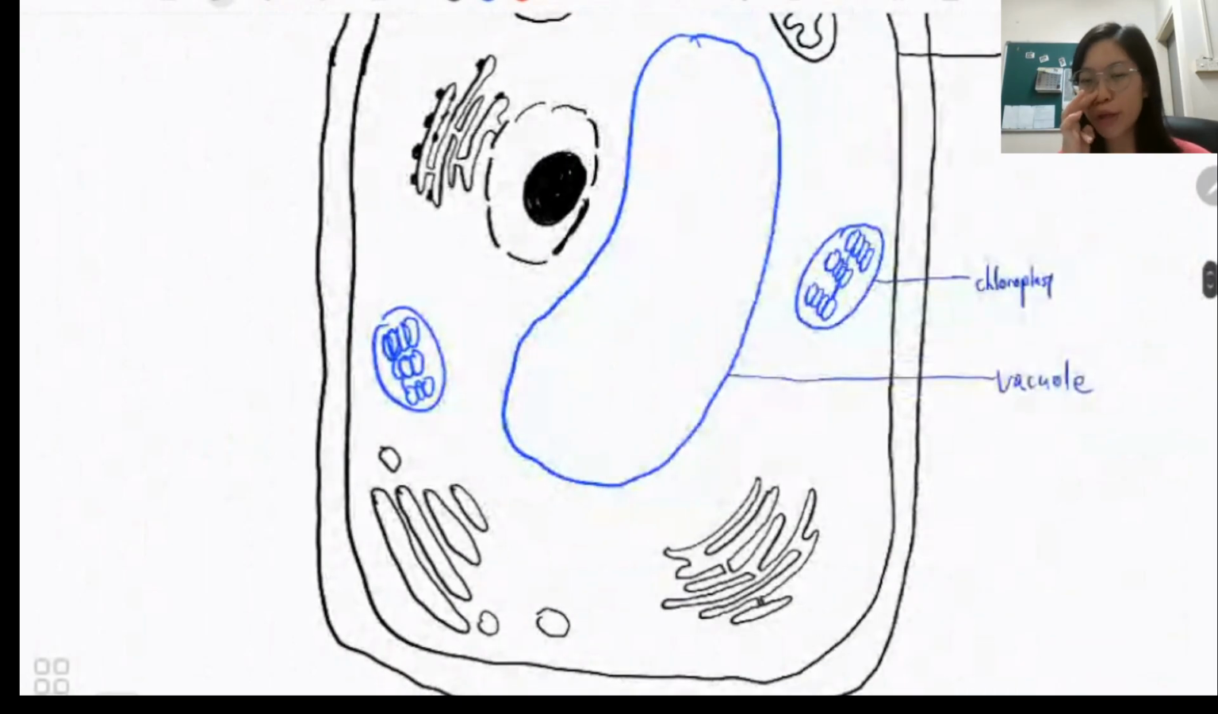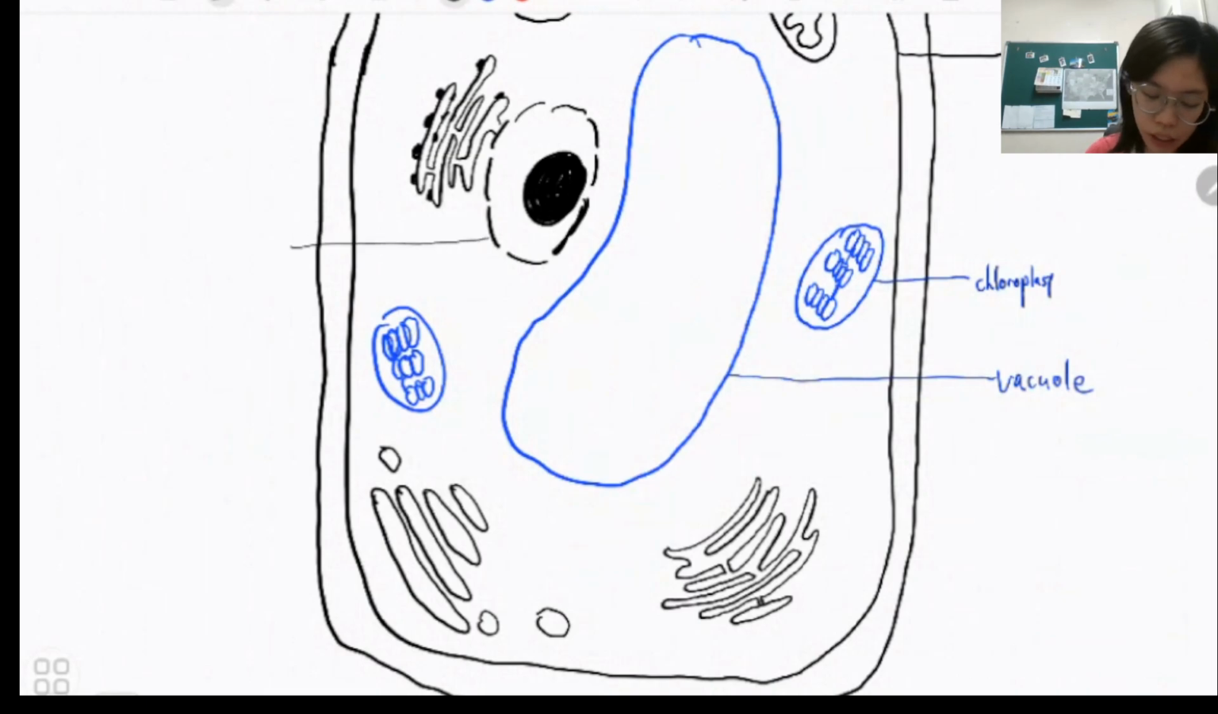Okay, let's revise back what we actually learned just now. The one that has the darkly stained region, that one is the nucleus, right? And what is connected to the nucleus? Rough endoplasmic reticulum. So rough endoplasmic reticulum has a ribosome attached to it. If you want to make sure, other than attaching to the nucleus, there is a ribosome attached to it. So it is a ribosome. This is how you identify a rough endoplasmic reticulum.